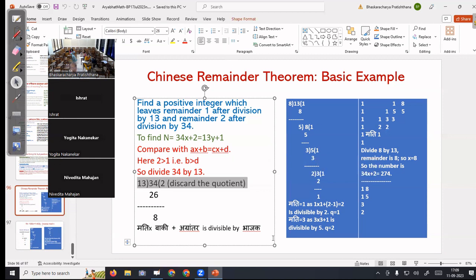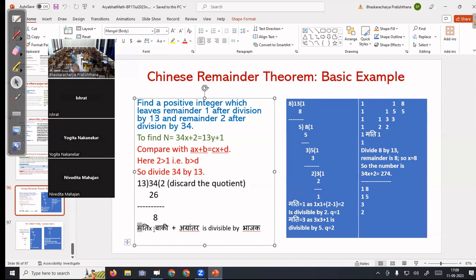Then you divide 13 by 8, quotient is 1, remainder is 5. Divide 8 by 5, quotient is 1, remainder is 3. Divide 5 by 3, quotient is 1, remainder is 2. These are an even number of divisions and you get 1. So you have carried out an even number of divisions: 1, 2, 3, 4.